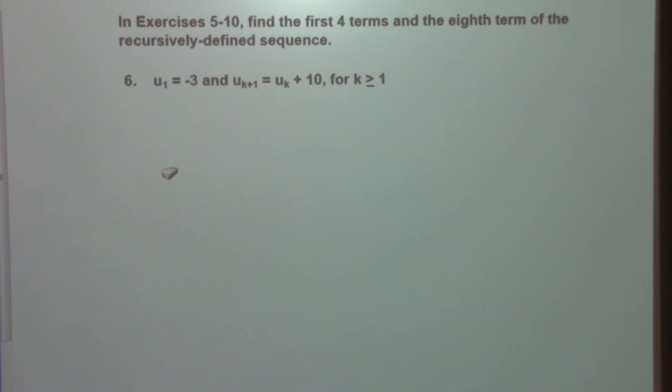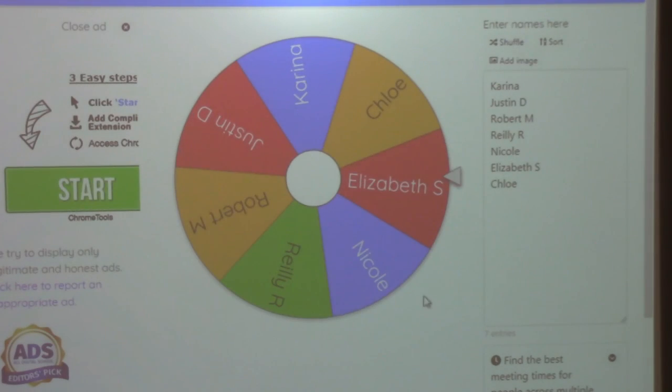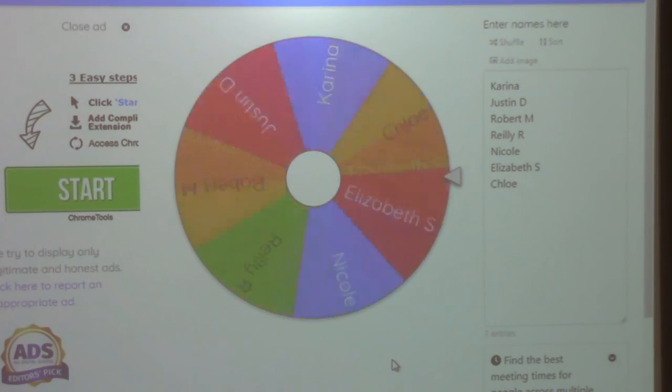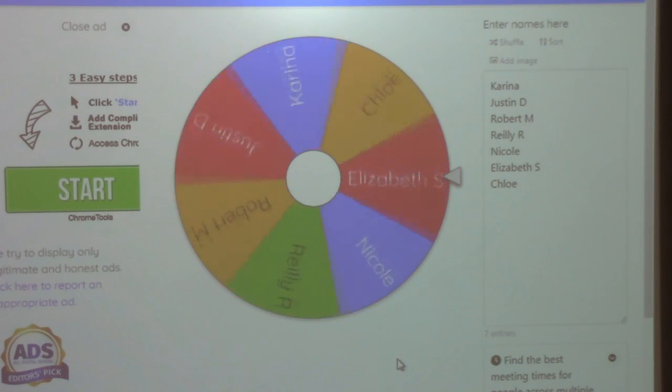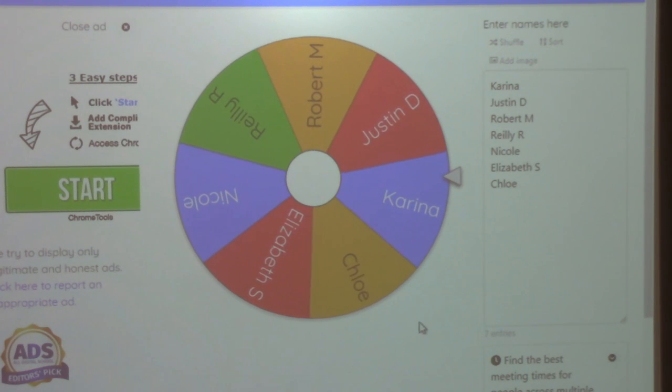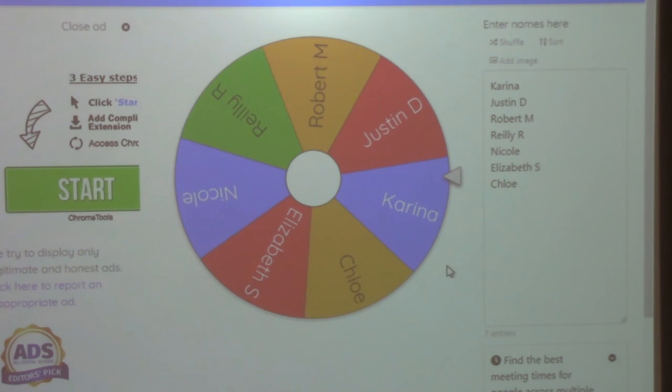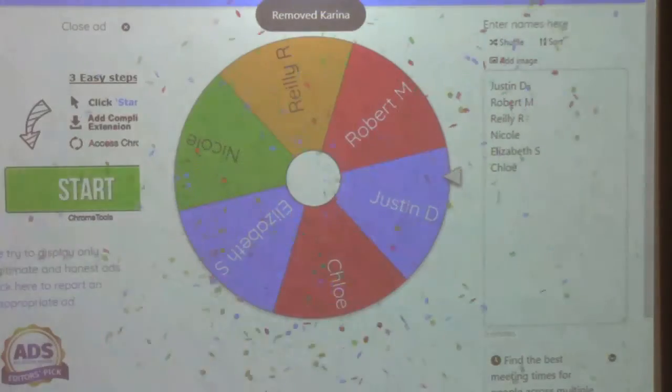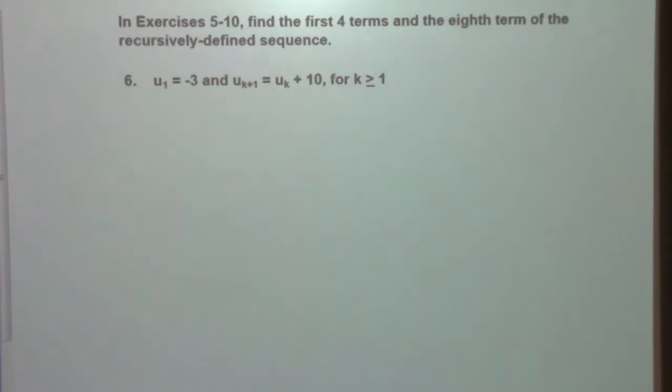Okay, let's go to our chooser for this one. This one's going to be Karina. All right, Karina, you got this one? Still working on it? Okay.